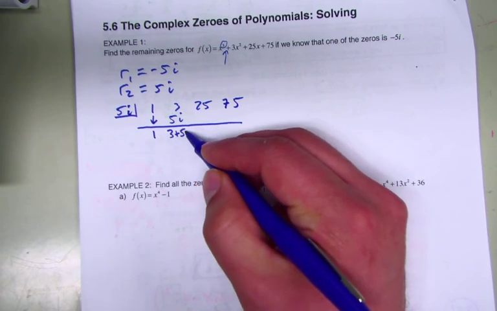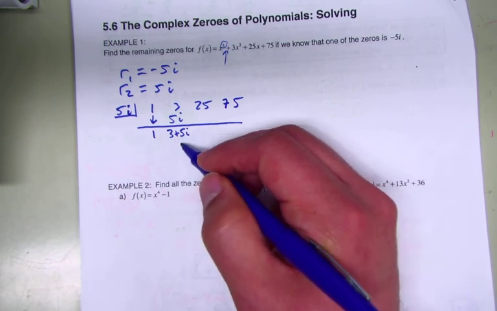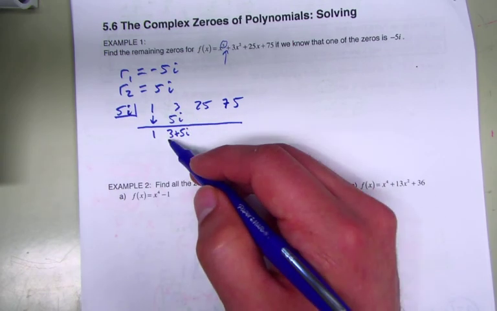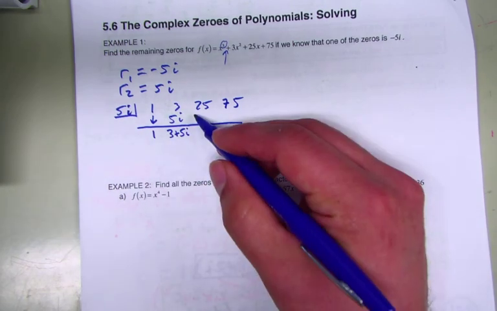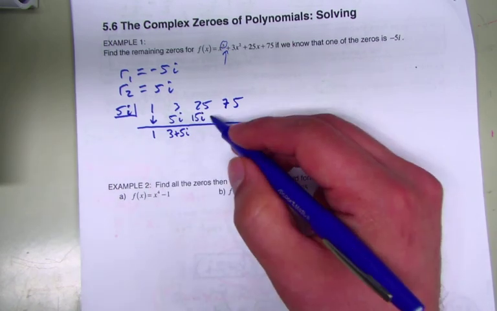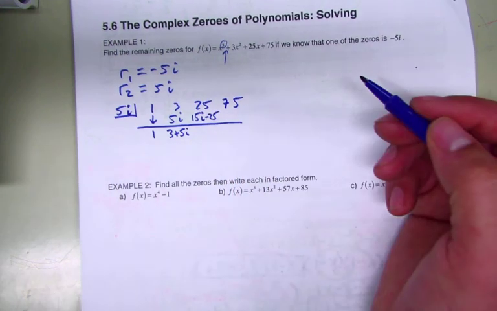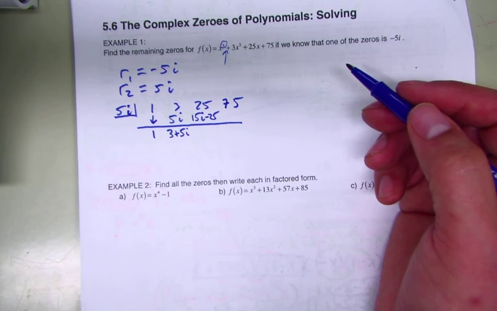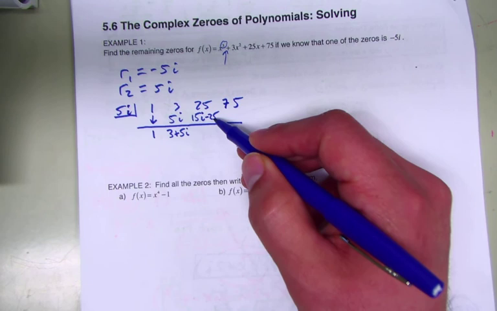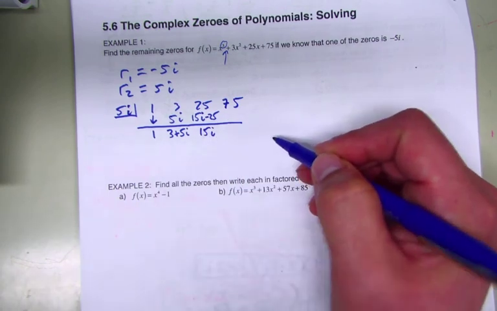When you add, you can't combine those because you have a 3, which is real, and then a 5i, which is imaginary. So you just keep them like this, 3 plus 5i. And now you're going to multiply that with 5i. So what's 3 times 5i? 15i. What's 5i times 5i? 25i squared, or negative 25, because i squared is negative 1. Okay? And now we add. 25 and negative 25 cancel, so now we just get 15i when we add that up.